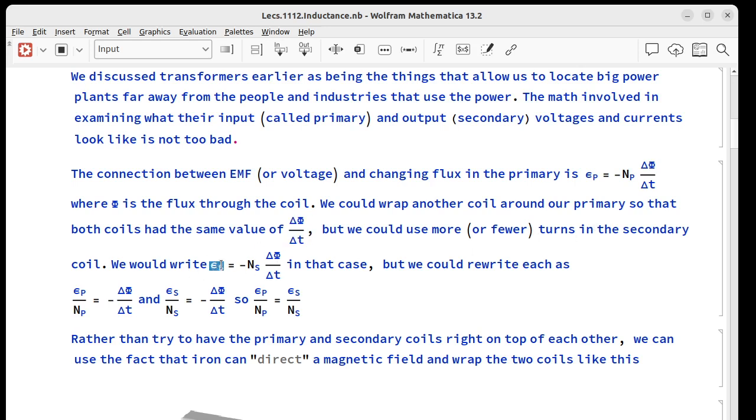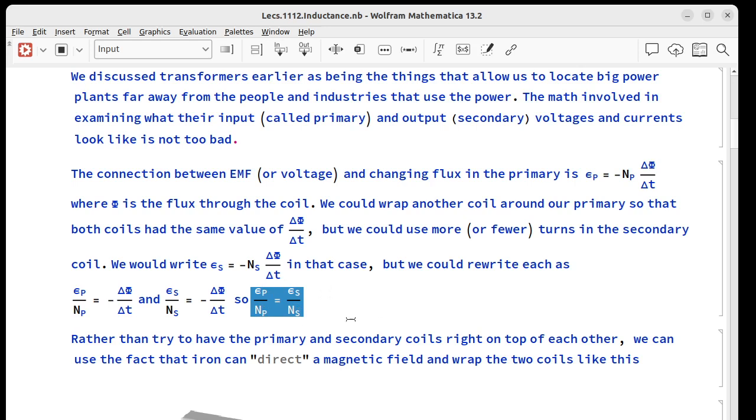So we would write EMF in the secondary is NS, the number of turns in the secondary, times this same changing flux. If that's true, though, since they both have the same value of delta phi delta t, we can say there must be this relatively simple relationship between the EMF in a coil and the number of turns.